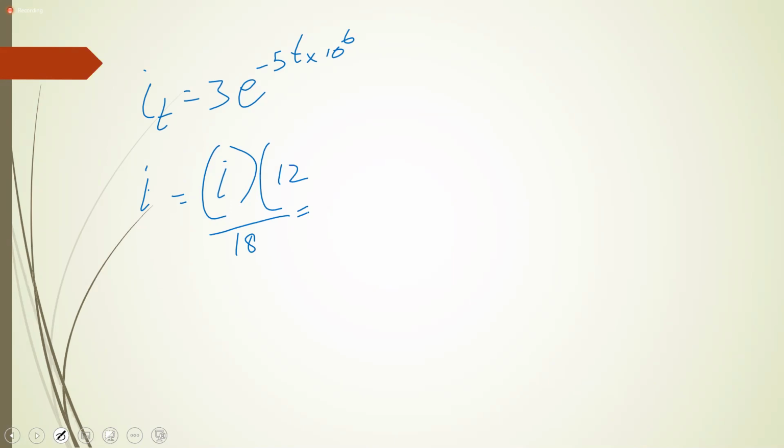And that gives us 2/3. So this would give us 2 e to the minus 5t times 10 to the 6. That would be 5 times 10 to the 6t. That looks better, and that would be perfectly correct.